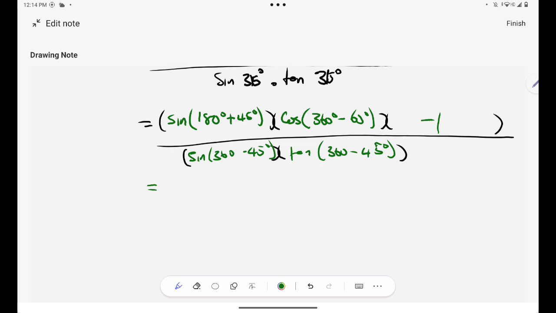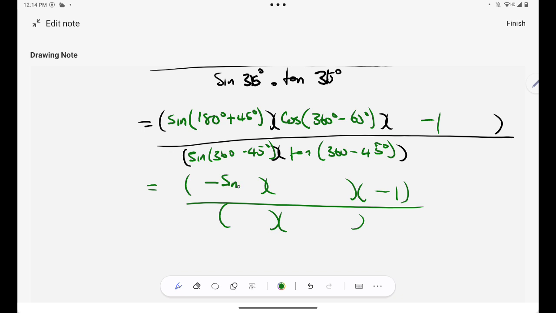180 plus is an angle in the third quadrant, and I know that in the third quadrant sine is negative, so I'll simply have a negative sine of 45 degrees. Are we together? And then 360 minus is an angle in the fourth quadrant, and in the fourth quadrant cos is positive, so I'll simply have the cos of 60 degrees.